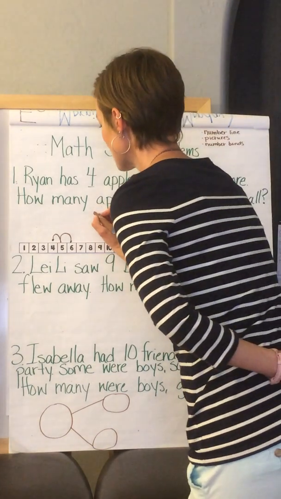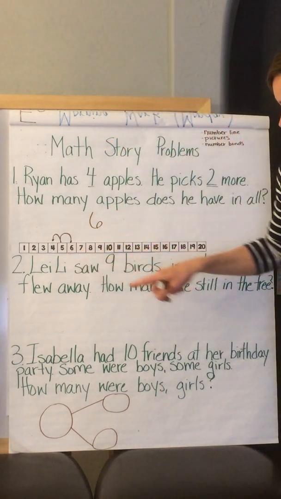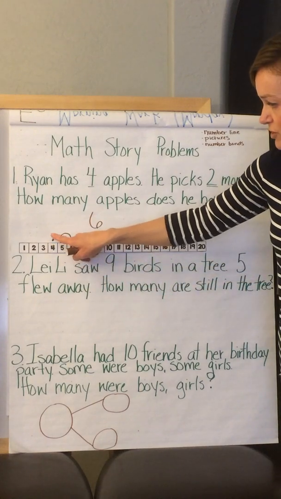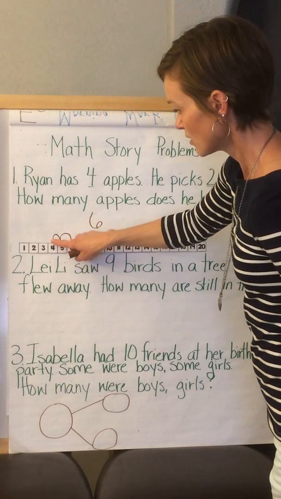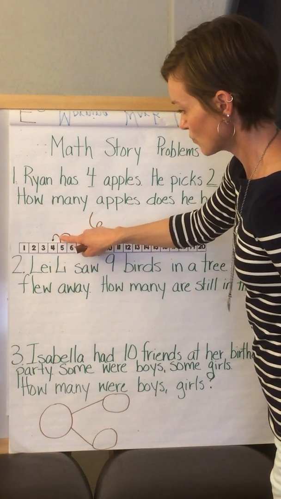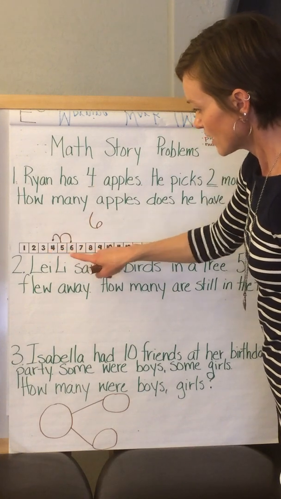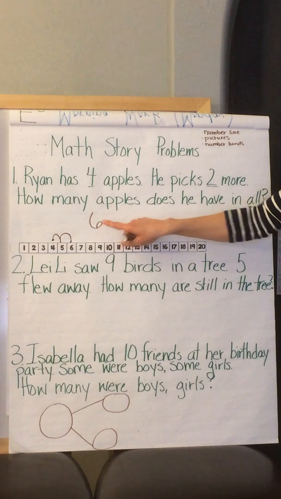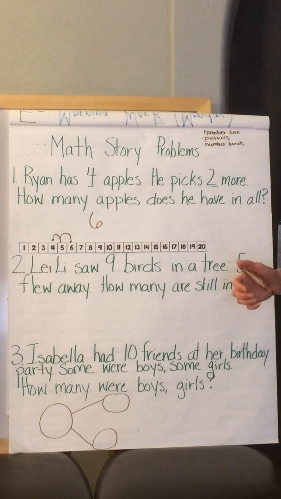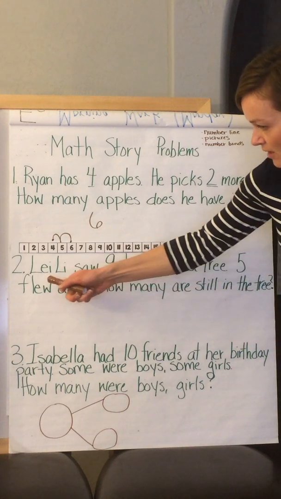That's right. We used our number line to figure out how many apples he has. And all we did was jump 2 spots. So we started at 4 and we went to 5, which is 1, and then to 6, which is 2. So 4 and 2 more makes 6. So now Ryan has 6 apples. We're going to look at the next problem.